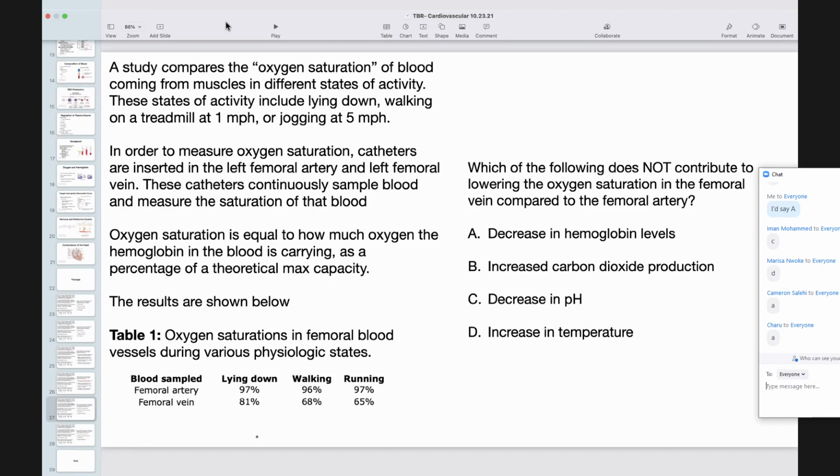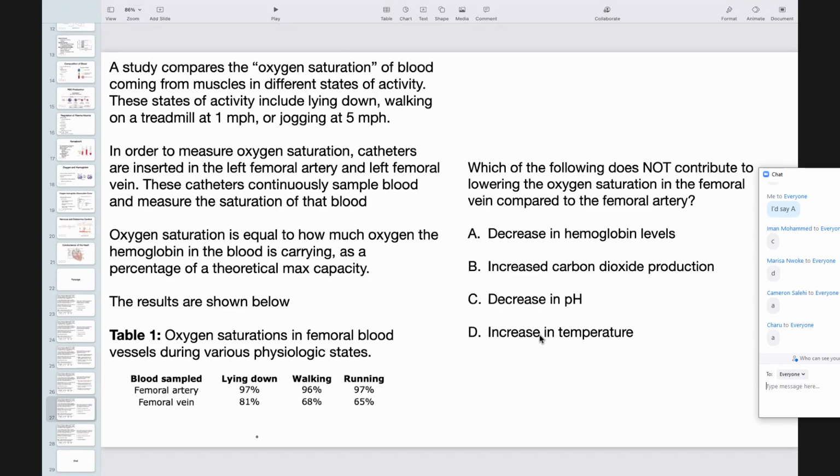And so comparing the artery to the vein, it's going to lose its saturation. It's going to lose how much oxygen is bound to that hemoglobin because it's trying to compensate for that increased carbon dioxide. Decrease in pH, meaning it's more acidic. Higher carbon dioxide means decrease in pH, so B and C are essentially the same thing. An increase in temperature, if we look back at the hemoglobin oxygen dissociation curve, is also going to kick off oxygen. So our saturation will be lower in the vein compared to the femoral artery. So the answer is A.